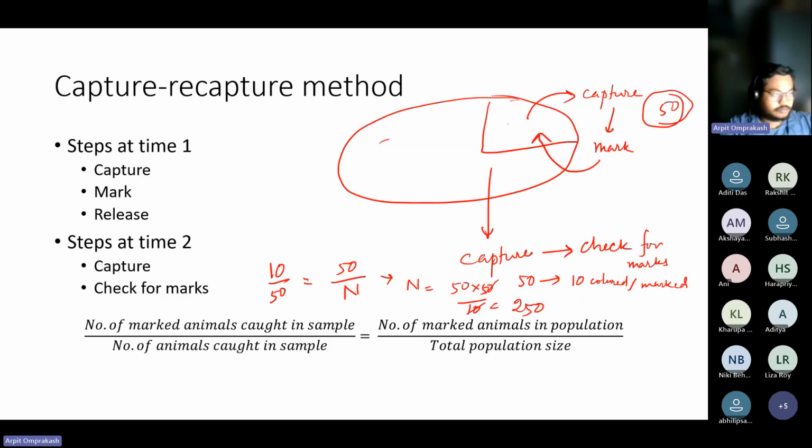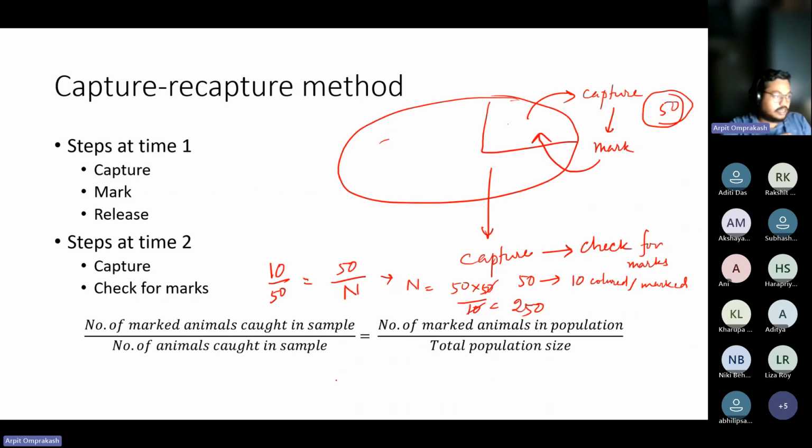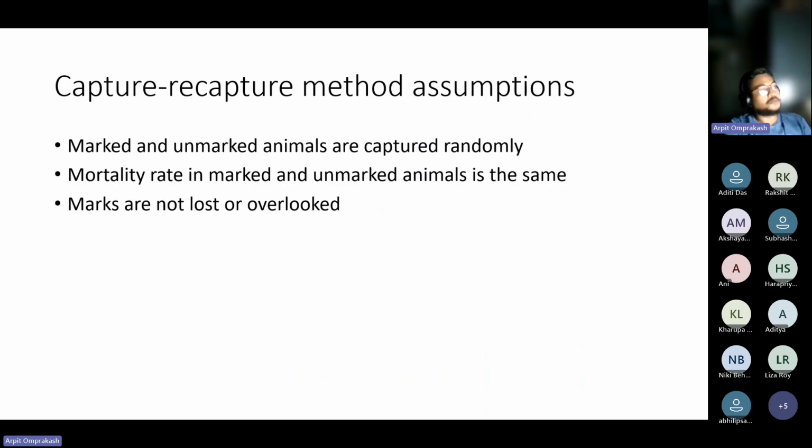Okay. So as we were talking about the capture-recapture method, this method assumes certain things. For this equation to hold true, we have to assume certain things. The first thing is that marked and unmarked animals are captured randomly. It should not be like you are capturing marked individuals easily and unmarked individuals you are not able to capture easily, right? You should be able to capture marked and unmarked individuals equally.